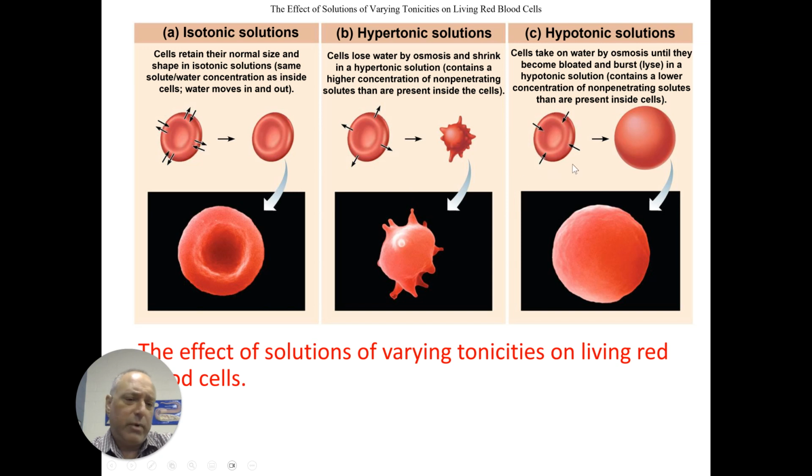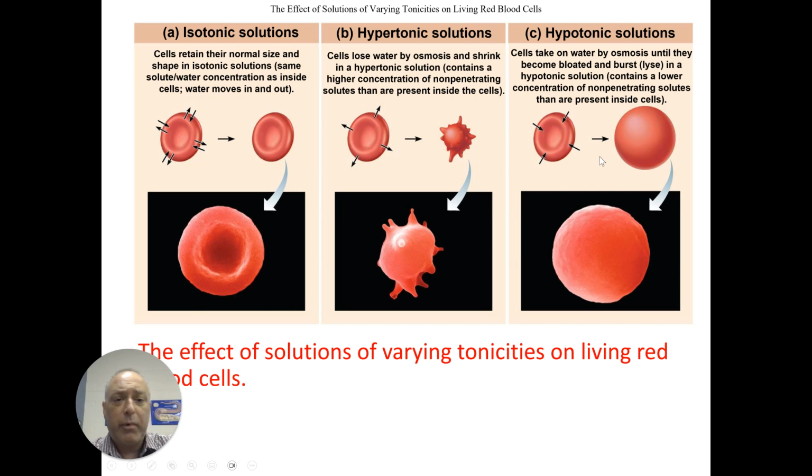Then the opposite, when you've got a hypotonic solution, it means that the outside has less ions and sugar than the inside. And so to balance that out, water is going to move inside the cell, and this will make the cell very plump and will lyse the cell eventually.